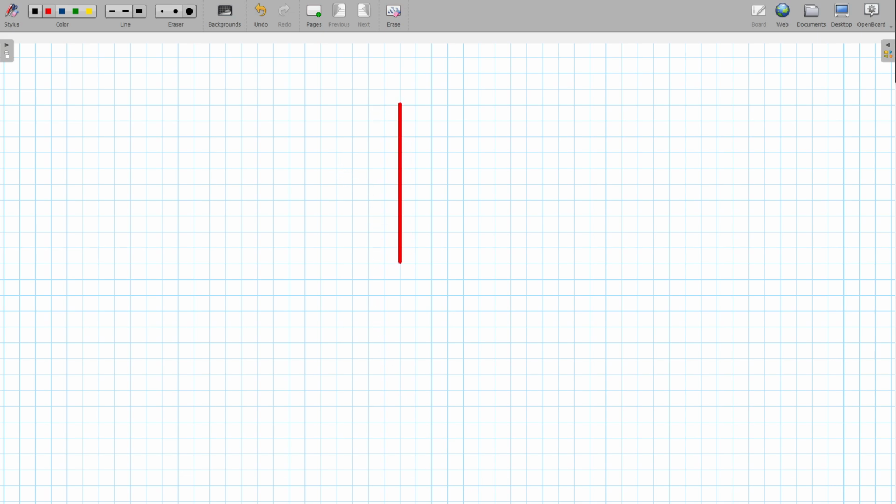So I'll draw the y-axis. Then I'll also draw the x-axis. This is my y-axis, and this is the x-axis. Then the unit vector along the x-axis is going to be the vector ux. The unit vector along the y-axis is going to be the vector uy.